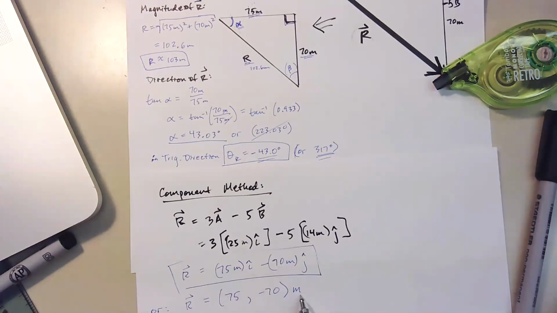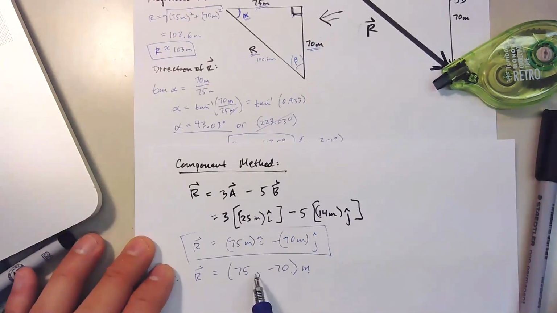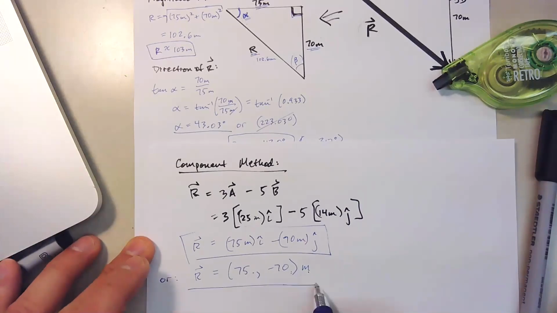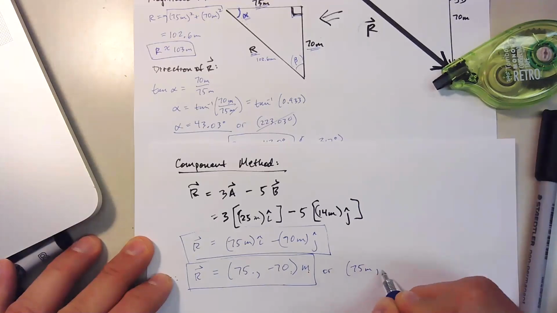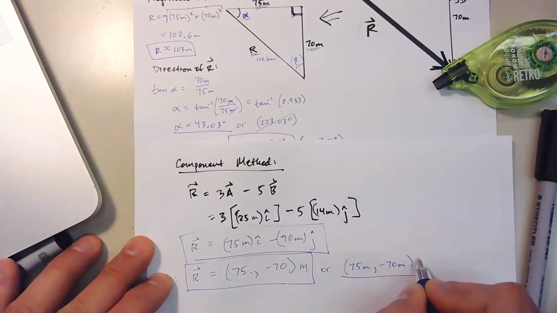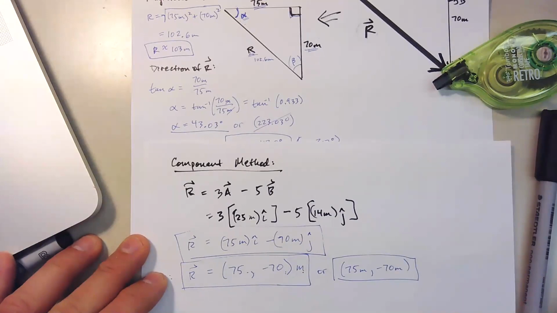And you have a choice. You can either put the units on the outside of the ordered pair, or you can put the units on both of the components. You could write it as 75 meters, comma, negative 70 meters. And that's equally correct. Okay.